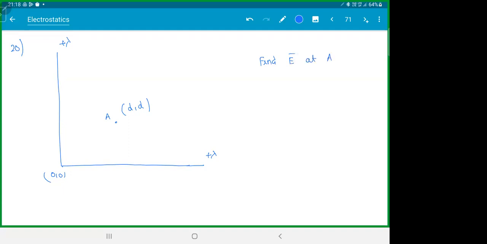Next one. We have an infinite line charge like this, with charge density lambda, and it is bent at the origin. There is a point here, (d, d). Find the electric field at point A. We are just playing with that one formula. So we have an infinite line charge going to infinity along the positive x-axis and positive y-axis. It is bent at the origin. Find the electric field at point A.